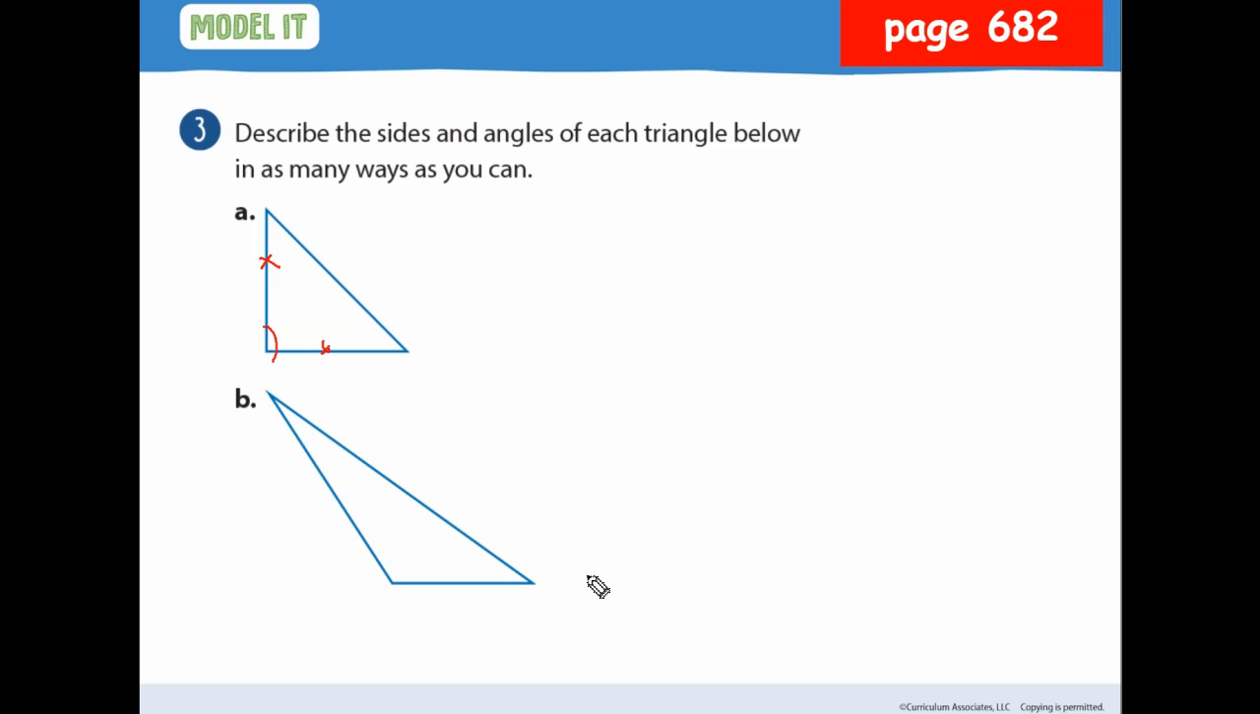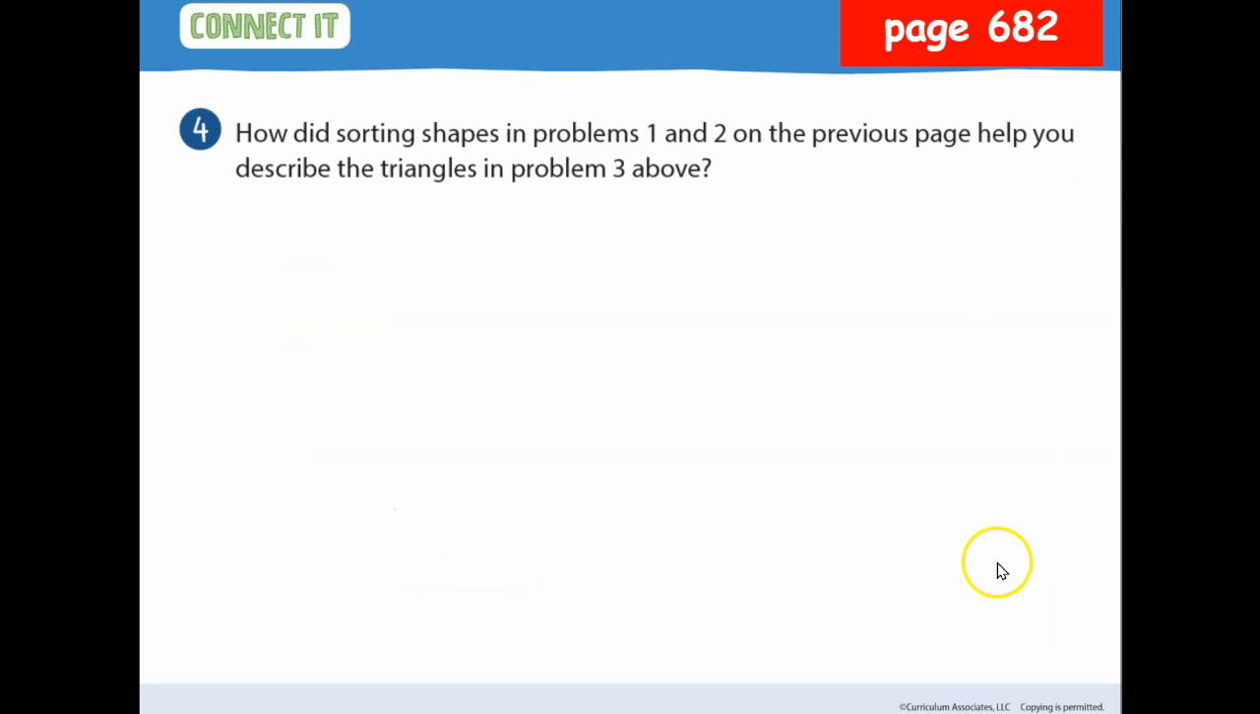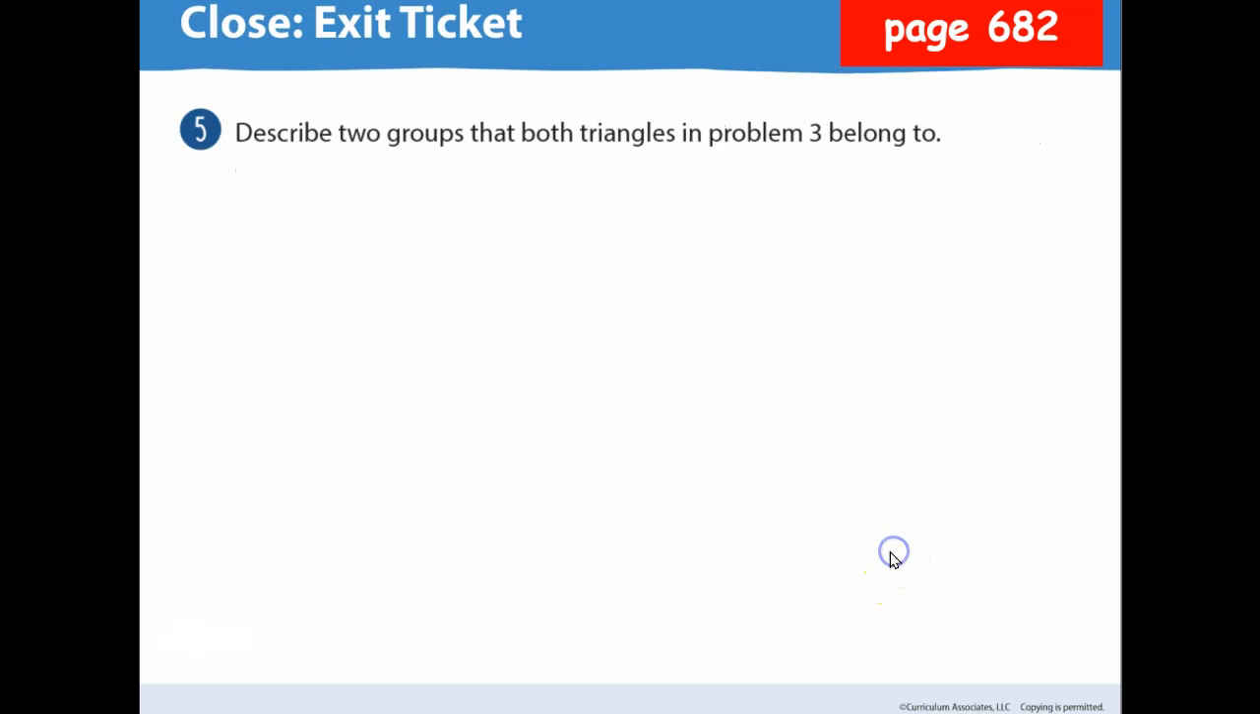Okay. What can you tell me about triangle B? It has no right angles. What else? Yeah, all the sides are different lengths. Okay, but it does have 3 sides though, right? Just like this one, 3 sides. That's it. Let's move on.